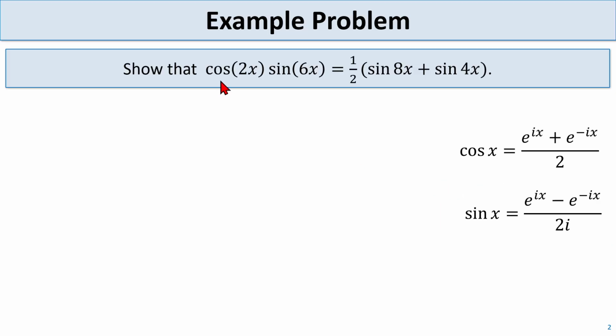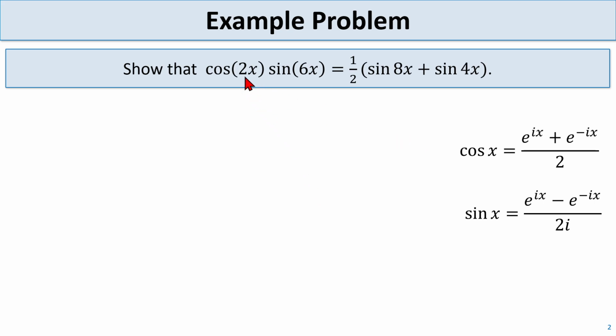In this example, we're going to show that cosine of 2x times sine of 6x can be rewritten as 1/2 times the quantity sine of 8x plus sine of 4x. So if you needed to do the integral of this function on the left-hand side, you could replace its integrand with the function on the right-hand side, and then it would be really easy to integrate because you just use the method of substitution on these two terms.